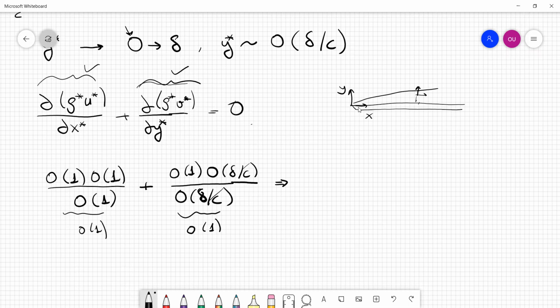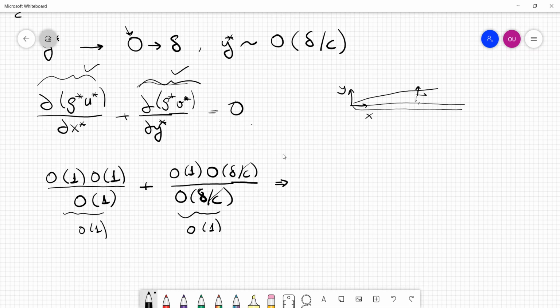Only one term will remain, and that term will have to be equal to 0. So the entire y momentum equation almost disappears after this application of the order of magnitude analysis, based on the fact that some terms are in the order of magnitude of delta over c, so quite small compared to 1. We will see that. But let's take a look now.